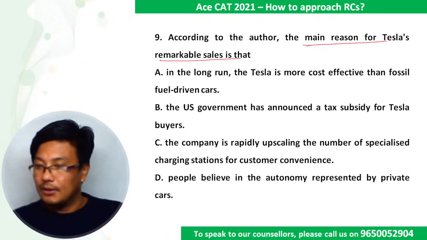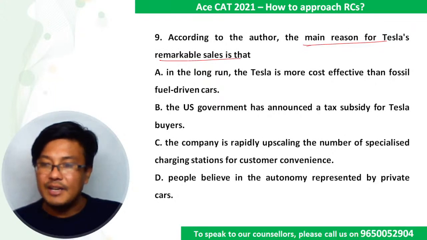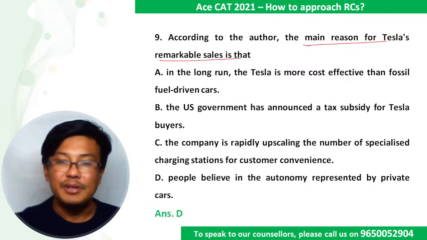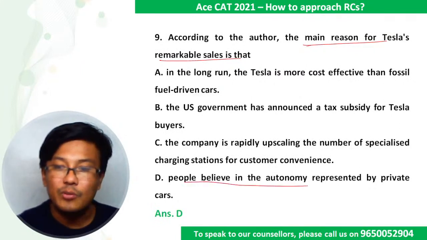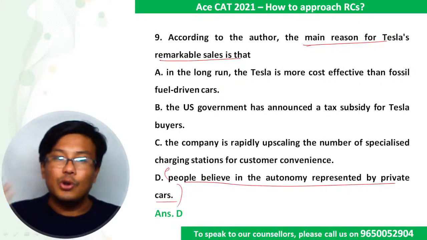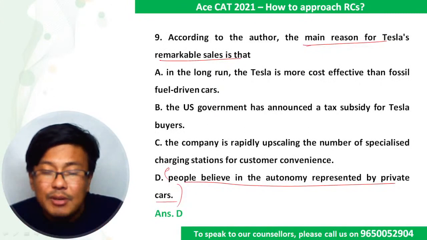Let's see. So what is the answer? Sahil thinks the answer is B. Let me quickly point out the best answer to this question is D. People believe in the autonomy represented by private cars. People believe in it, though it is not real. Eventually, this autonomy is going to lead you to nothing else but public transport. But for the time being, people believe in it.